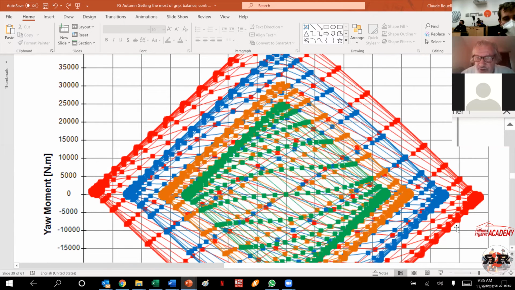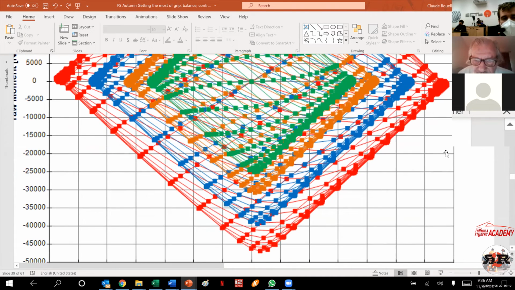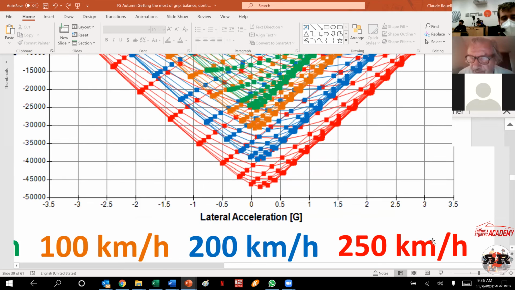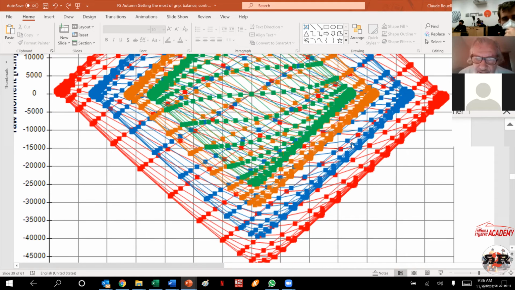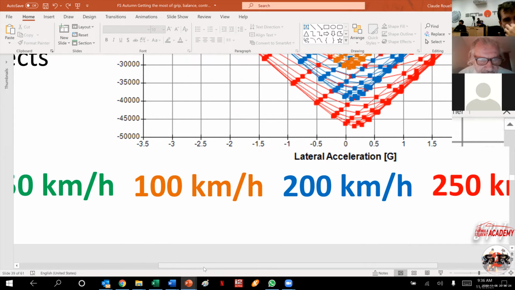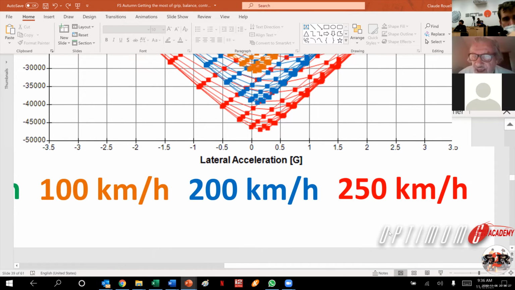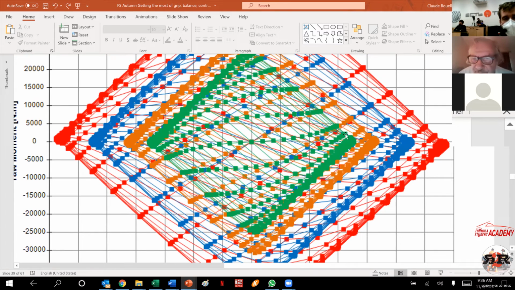Okay. You barely see it, but this is a car I really like, and I'm going to tell you why. You see that the peak of the red, and red is high speed, 250 kilometers an hour, is negative, and the peak of the green, and I want to show you, green is 50 kilometers an hour, like that, okay? So you see that the peak of the green is slightly above the zero line, which means oversteering, and the peak of the red, high speed, is slightly under the zero line.